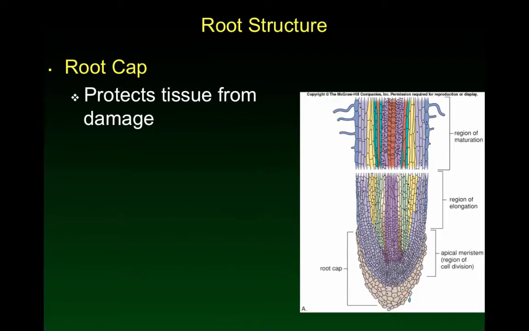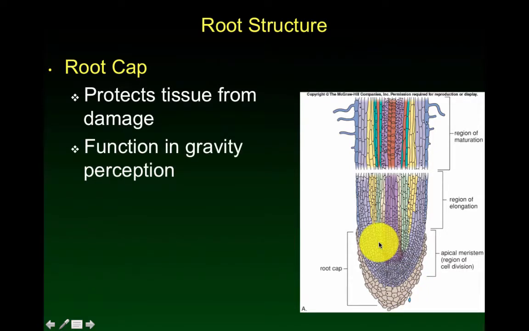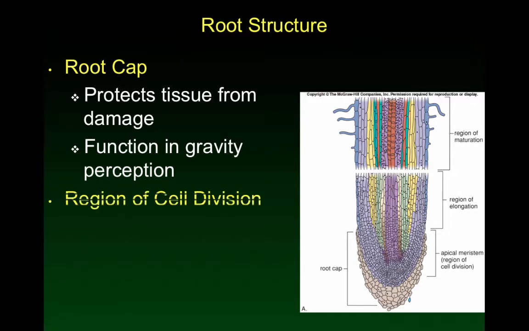The roots are pushing down into the soil, so all those cells are there to protect the very, very tip of the root. And this is a really special place right here. So that root cap functions in gravity perception. So the root can actually tell which way to grow, and it grows down because it senses gravity.